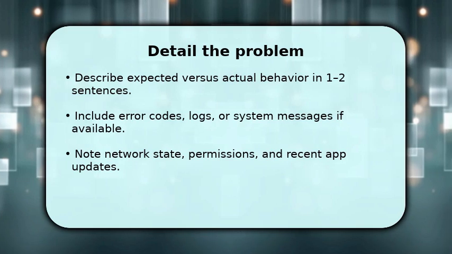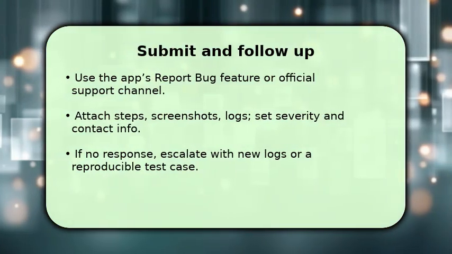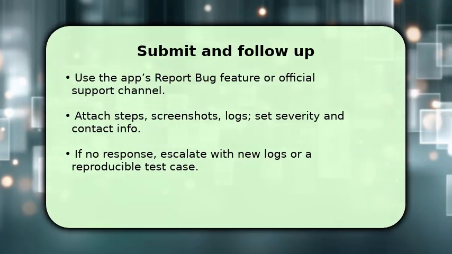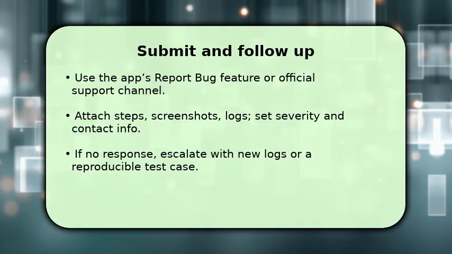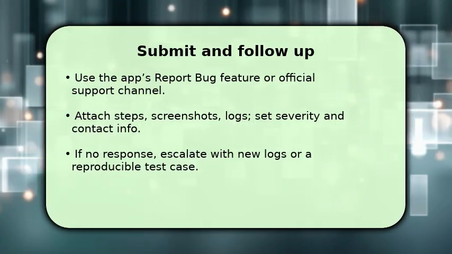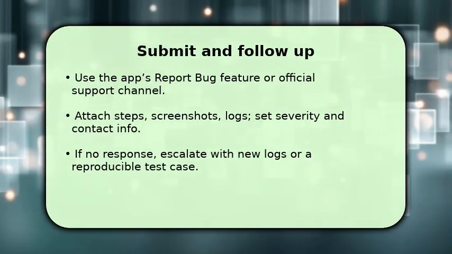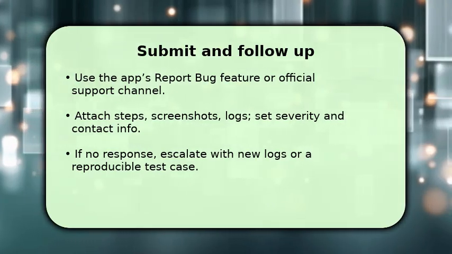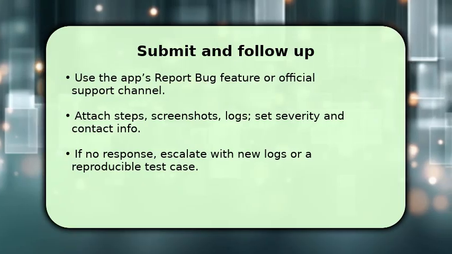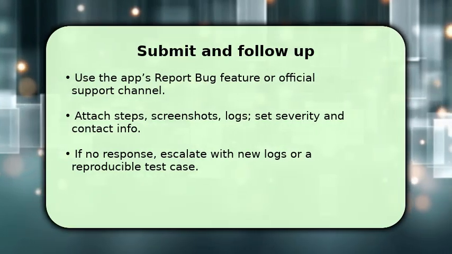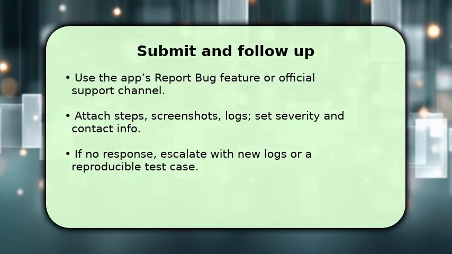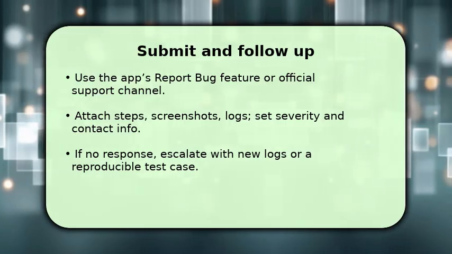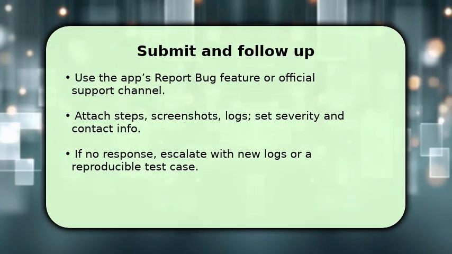Finish by submitting the report through the app's report bug feature or the official support channel so it reaches the right team. Attach your numbered steps, screenshots, and any logs and select severity. This prioritizes work. Provide contact info and preferred hours for follow-up. After submission, monitor responses and reproduce the issue if asked. If you get no resolution, escalate by sending fresh logs or a minimal reproducible test case. This forces a clearer investigation and speeds up a fix.